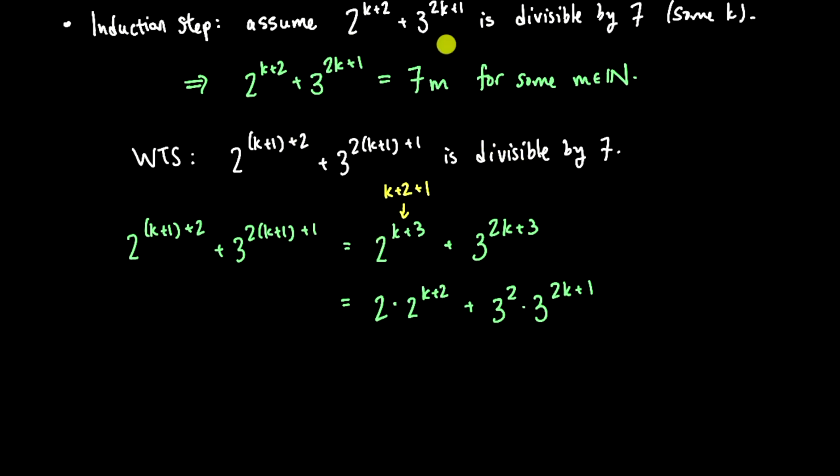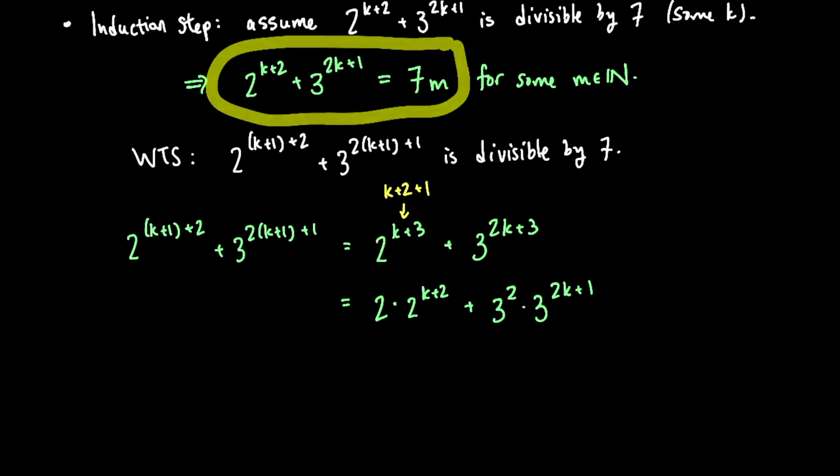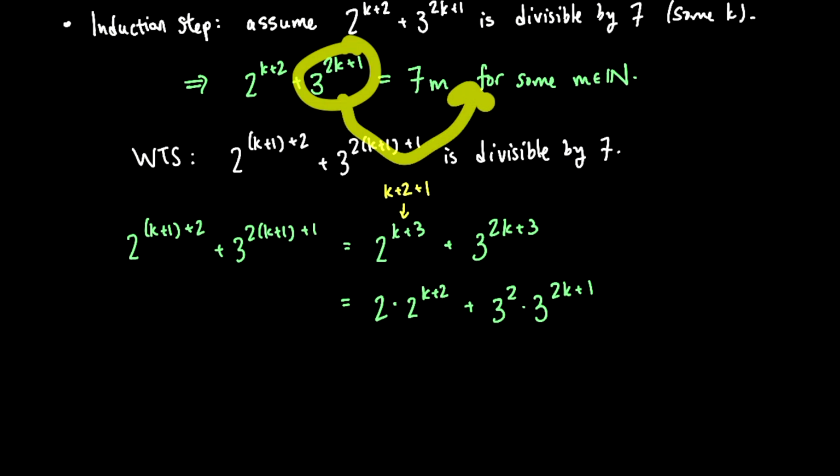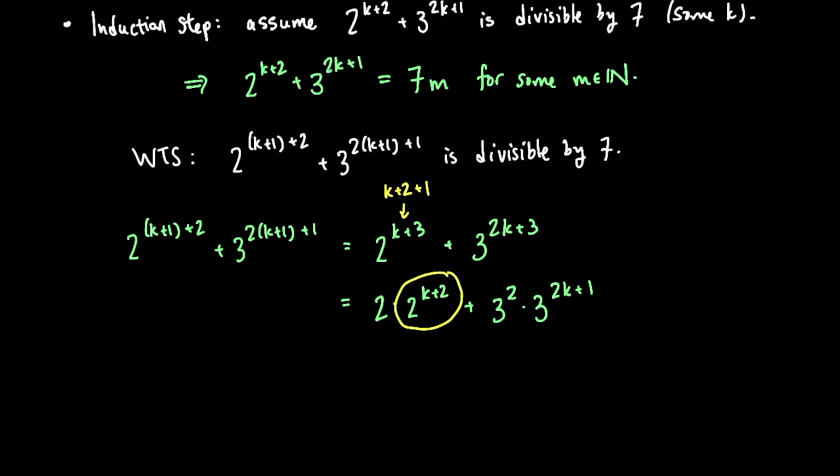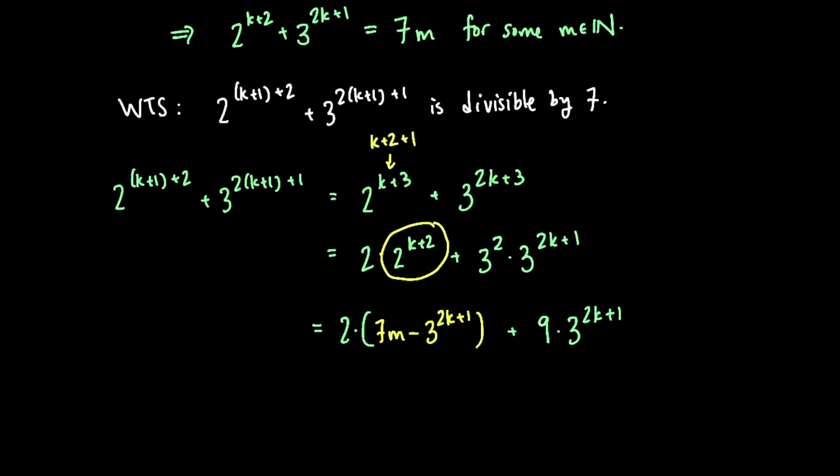Now what I'm going to do is use this equation here. Let's bring this power of 3 to the other side. So 2 to the k plus 2 equals 7m minus this power of 3. And let's sub that in for this 2 to the k plus 2 here. So let's write that as 2 times 7m minus 3 to the power 2k plus 1. And then the rest is the same. Let's say 9 times 3 to the 2k plus 1, because 3 squared is 9.